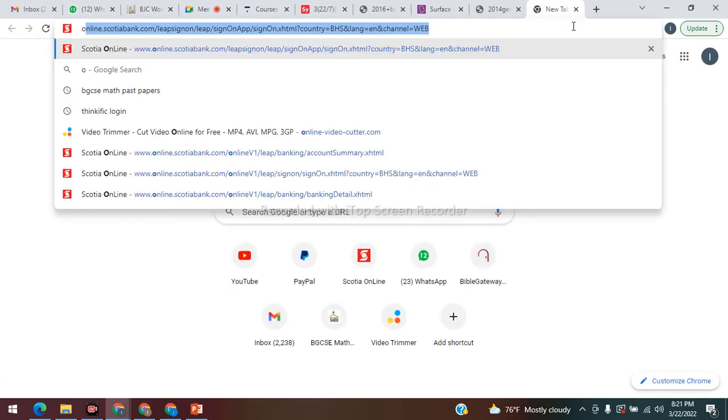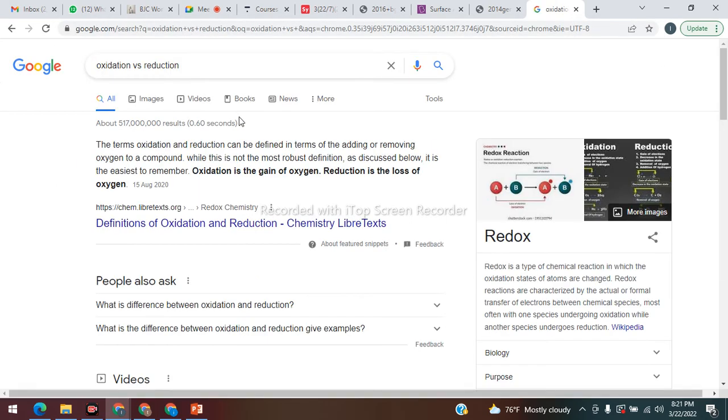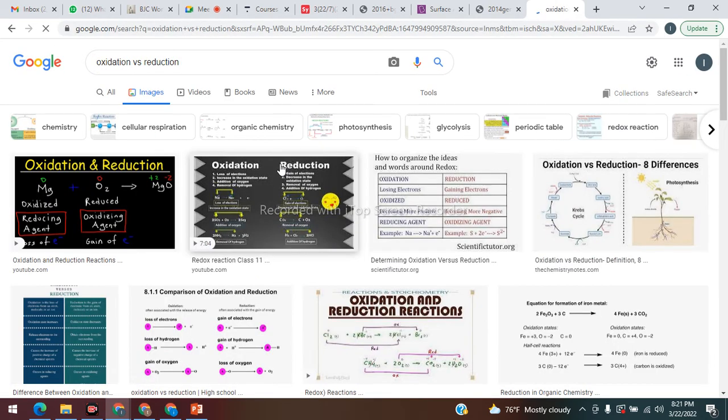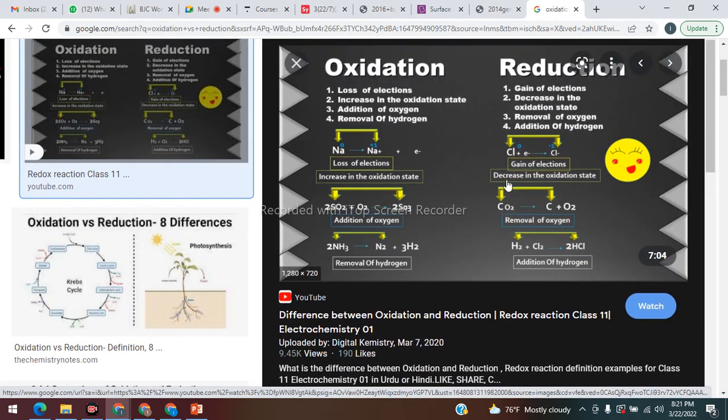So let me just show you oxidation versus reduction. This is a good picture. Oxidation versus reduction. With oxidation, we lose electrons, right? With reduction, we gain electrons. Oxidation causes an increase in oxidation state. Reduction causes a decrease in oxidation state. Oxidation is an addition of oxygen, and reduction is removal of oxygen.